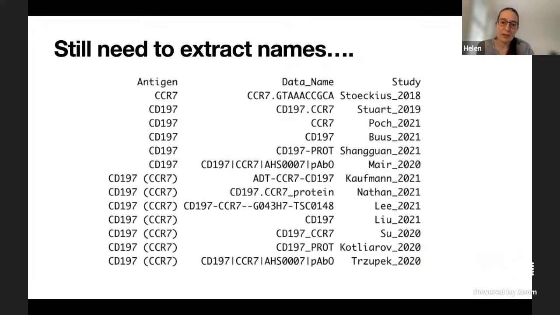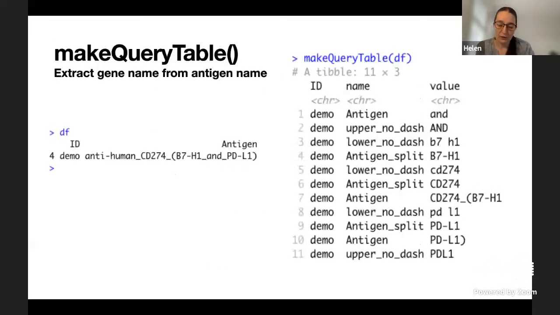But we still need to be able to go from the name as it was reported to something that you can match into the aliases table. So to do that, I have the function make_query_table.